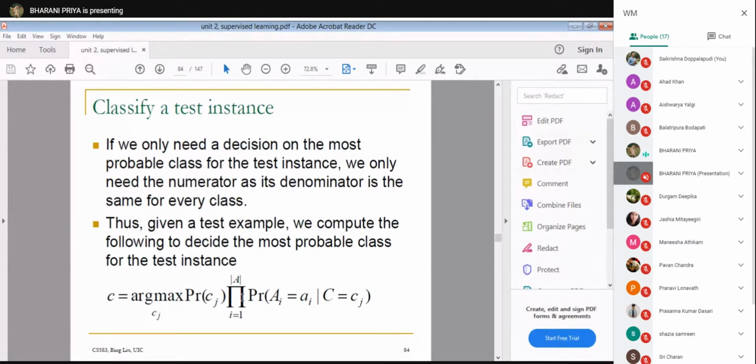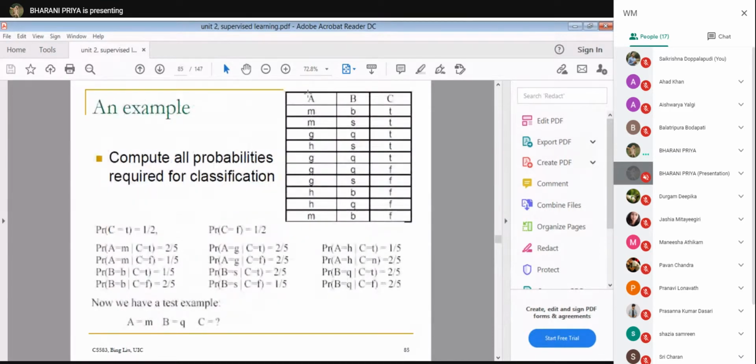So let us see the example. I have two attributes A and B, and the third column is the class, which contains two values, true and false. The probability of the class having the value true is 5 by 10, which is equal to 1 by 2. Similarly, the probability of class F is also 5 by 10, which is equal to 1 by 2.